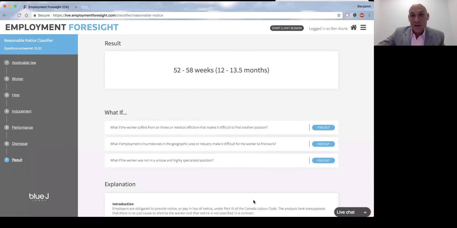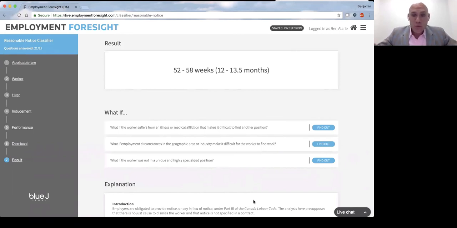Okay, so what the system has done is basically taken all of these facts from Laura's situation, compared them to not only all of the facts of the prior cases that have been decided, but also the results in all of those prior cases. And through machine learning has come up with this prediction saying, okay, based on everything you've told me, Ben, about Laura's situation, the most likely range for a reasonable notice period, if this were to go to court, would be a year or just over a year, 12 to 13 and a half months.